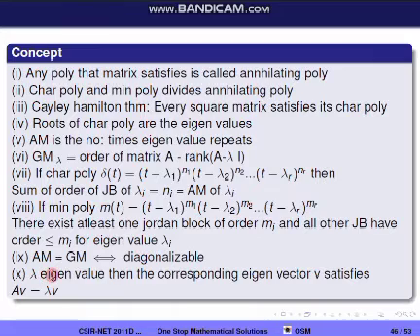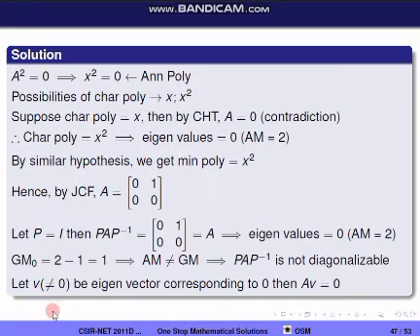If lambda is an eigenvalue, then the corresponding eigenvector V satisfies AV is equal to lambda V. So now we'll move on to the question. They are given in the question that A is a non-zero matrix which satisfies A square equal to 0.